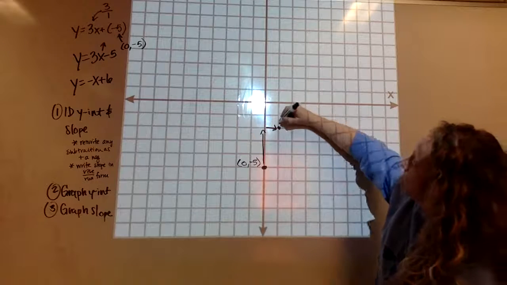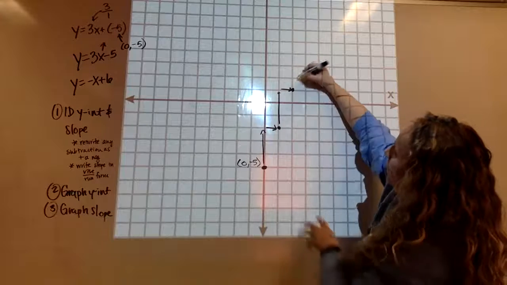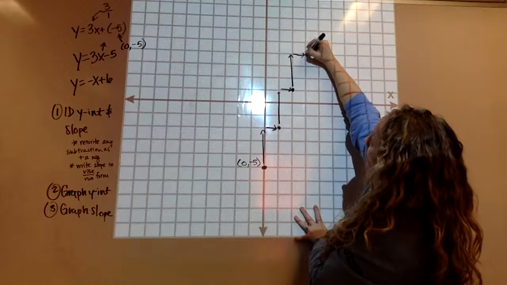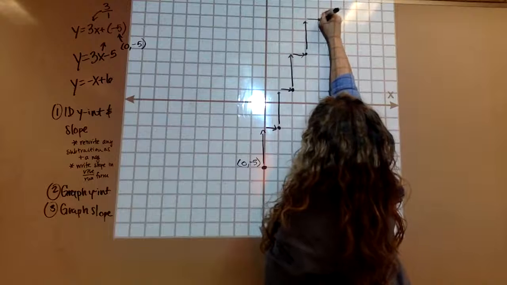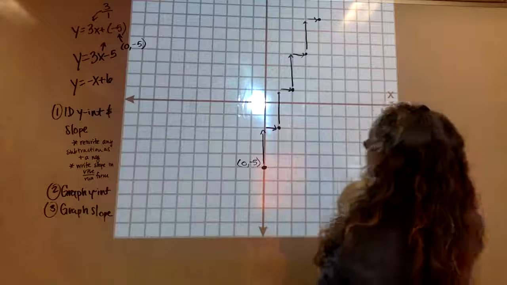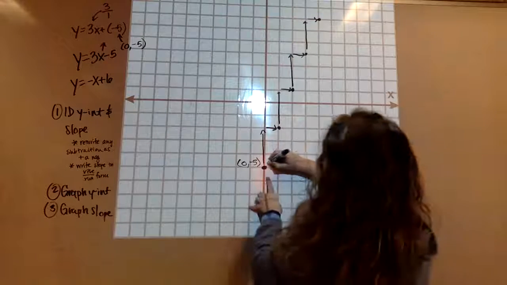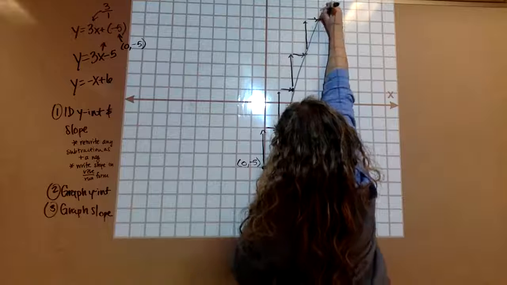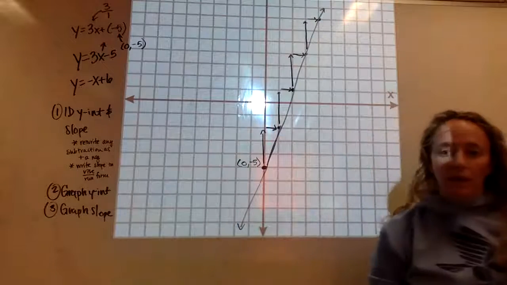And I'm going to do the same thing over and over and over again. Up 3 units over 1. Up 3 units over 1. Every single time. So I can see those stair steps. And now I'm going to connect the dots between all of those stair steps. Woo! My arms almost don't go that long. And now I have my line.